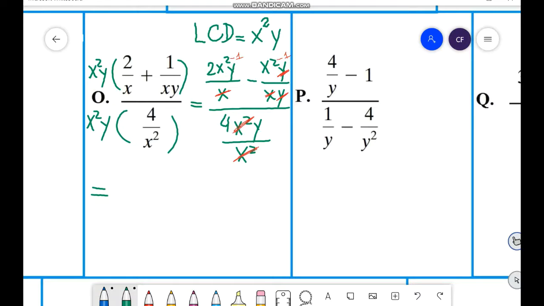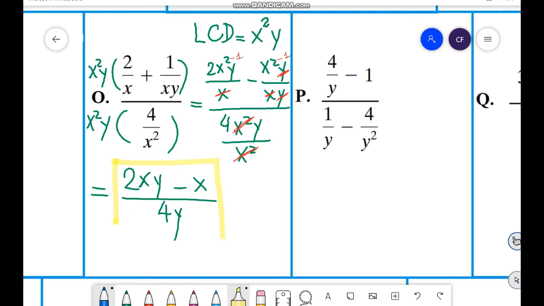What the things that are left, we get rid of all the denominators on the top and on the bottom. So we have 2xy minus x over 4y. That's it. That's the answer. Cannot simplify any further.